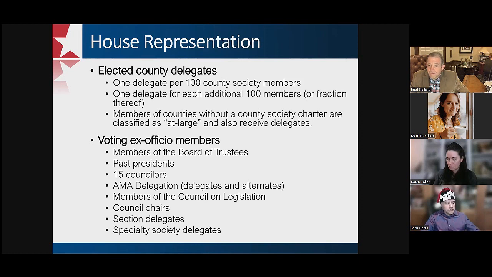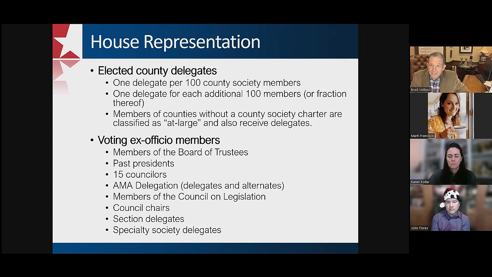And that includes members of the Board of Trustees, which there are less than 20, but about that many, also considering past presidents. And as of a new policy passed recently, past speakers will also be ex officio members. There's 15 counselors who get ex officio voting status. Our AMA delegate and alternate delegates are ex officio members, as well as members of the Council on Legislation. All council chairs, section delegates, each section gets a delegate to put into the House, and specialty society delegates.